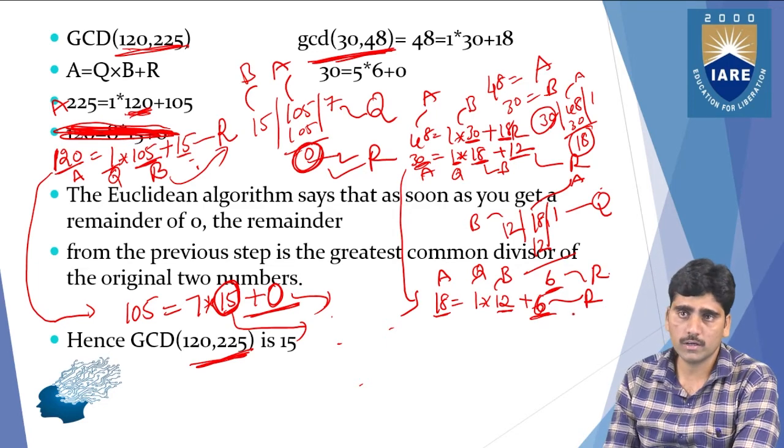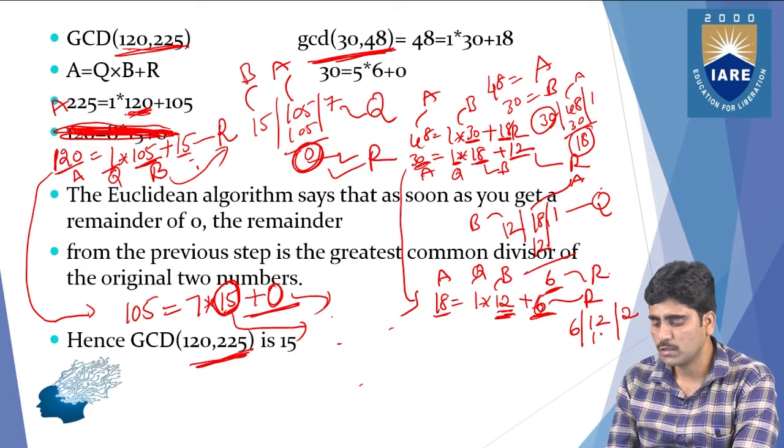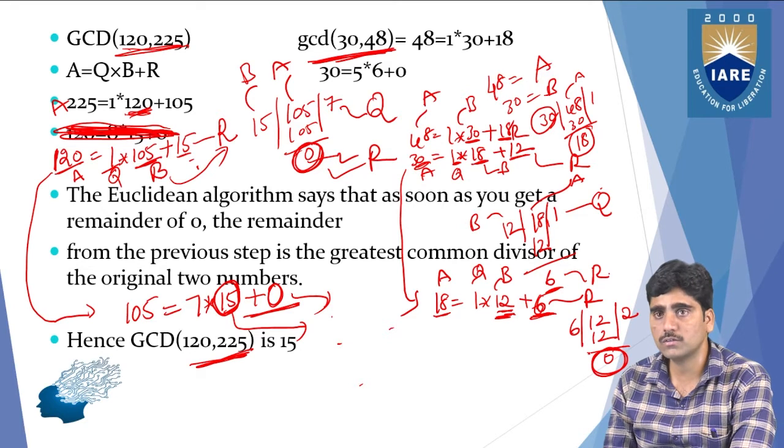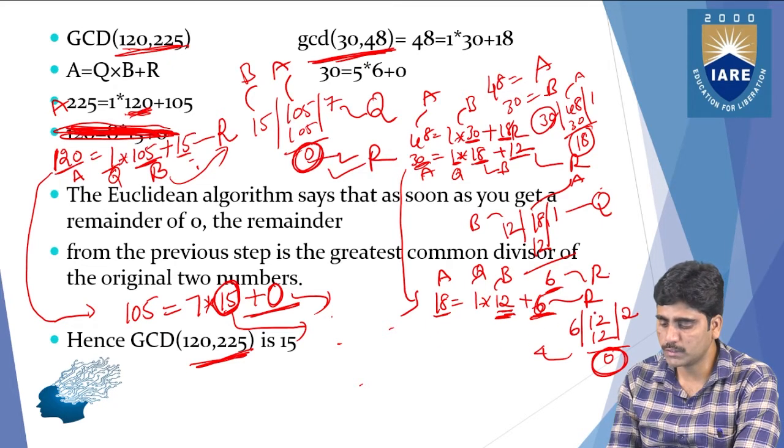Still we are not getting the remainder to be zero. So again what do we need to do? We need to divide the previous B with the remainder. So we need to divide 12 with 6. How can we divide? 6 into 12 is 2 and remainder 0. So you can reform the statement this way. A equals 12 equals 2 into 6 plus 0. I mean 2 into 6 here.